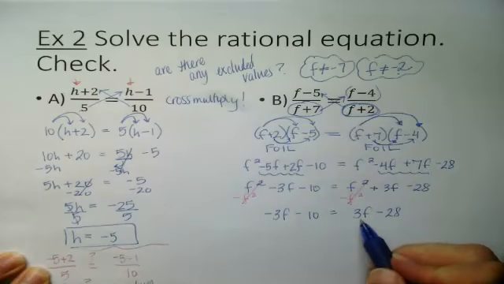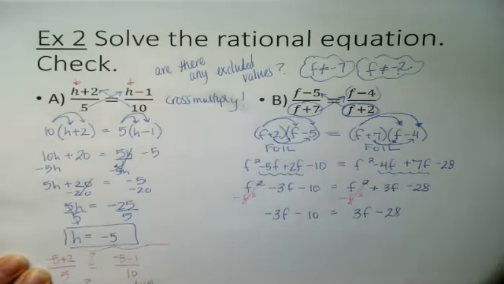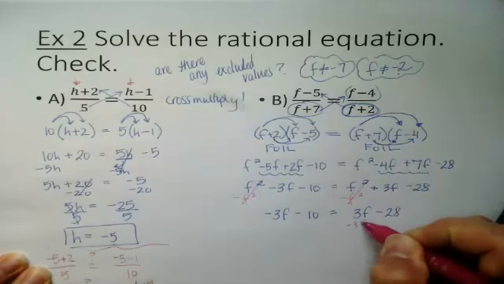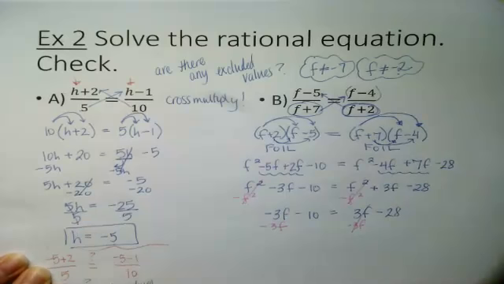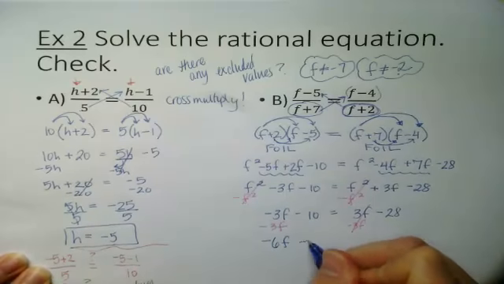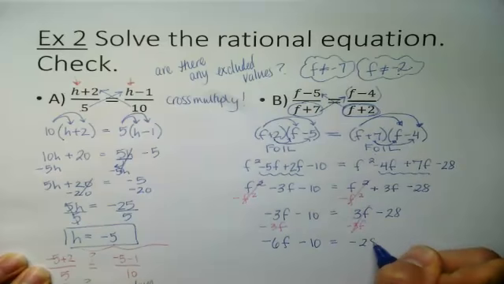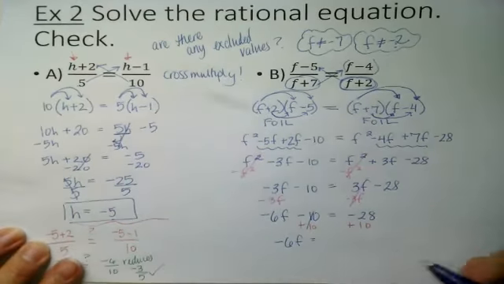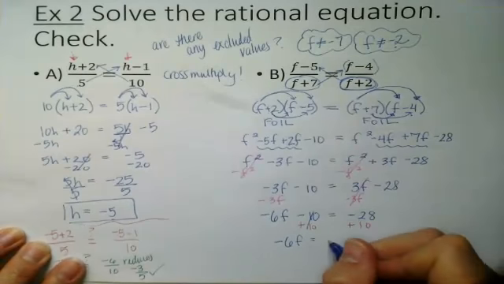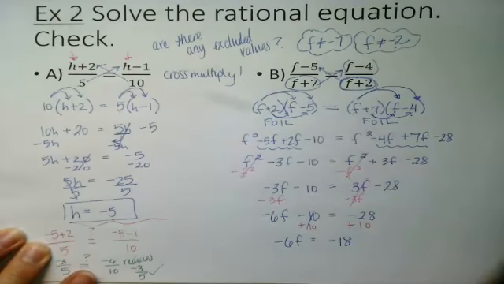Now I do need to get my letters on the left again. So I am going to go ahead and subtract 3f to move it to the left-hand side. Negative 3 and a negative 3 is a negative 6f. And I want to go ahead and move the 10 to the right-hand side. So we get negative 6f equals negative 28 plus 10 is negative 18.